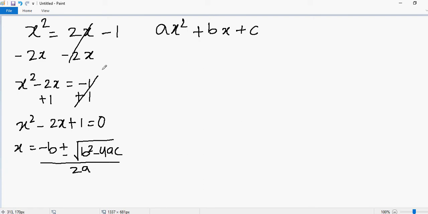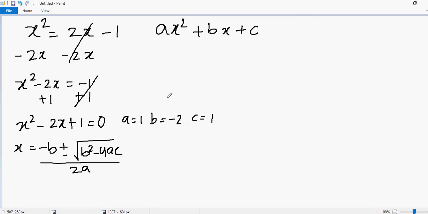Now, what are the values of a, b, and c? So since this equation is in the standard form, let's identify what are a, b, and c. So a is the coefficient of x squared, so a is positive 1. B is the coefficient of x, so b is negative 2. And then c is the constant value, so c is positive 1, so we'll write here 1.